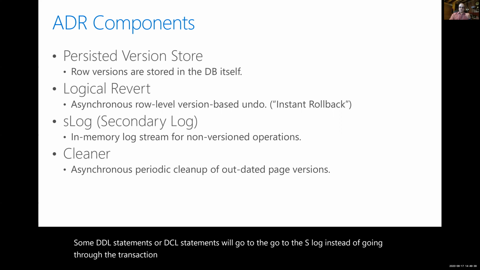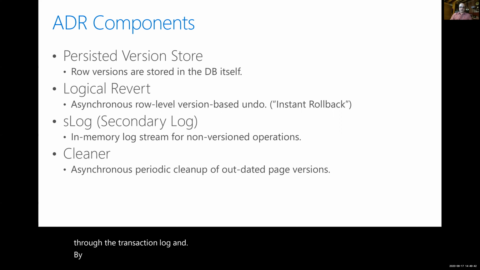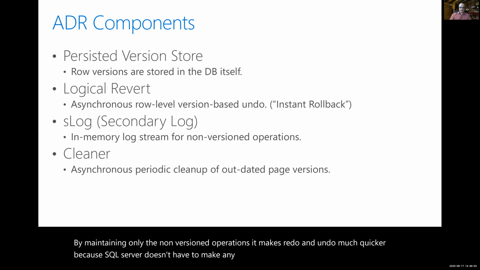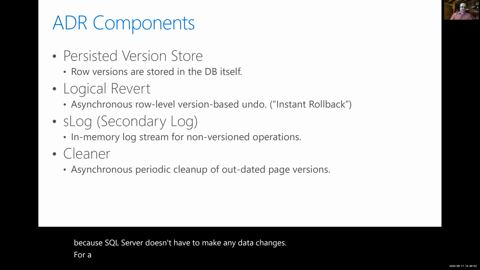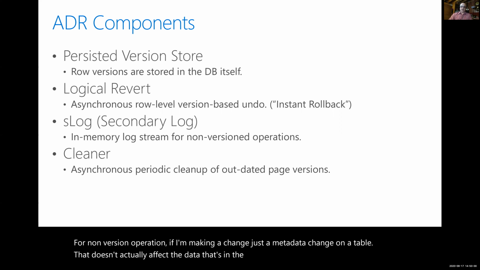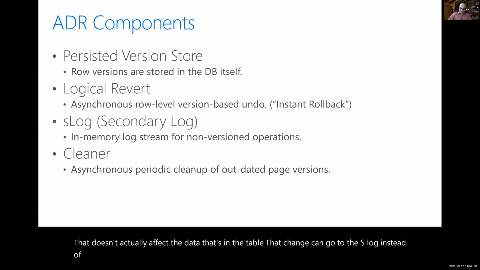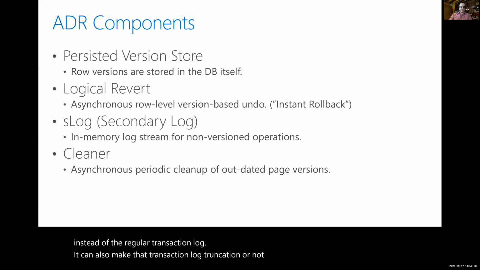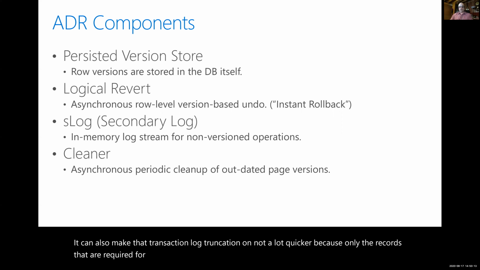And by maintaining only the non-versioned operations, it makes redo and undo much quicker because SQL Server doesn't have to make any data changes for a non-versioned operation. Like if I'm making a metadata change on a table, that doesn't actually affect the data that's in the table, that change can go to the slog instead of the regular transaction log. It can also make transaction log truncation a lot quicker because only the records that are required for version changes are going to the transaction log in the first place.